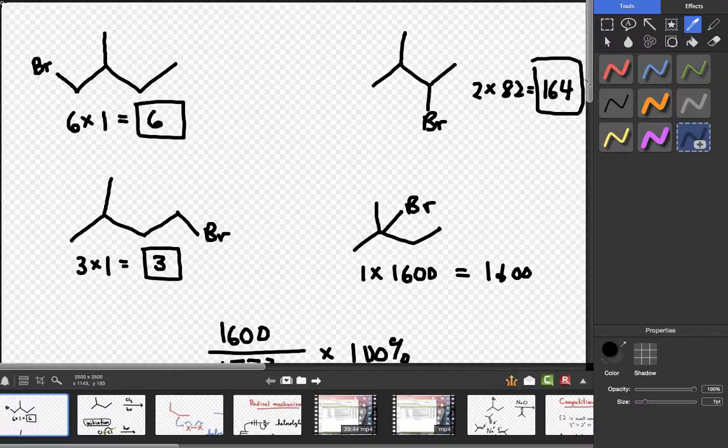So on the next video, I want to post the difference in the mechanism between reacting HBr with an alkene and then reacting HBr with a peroxide initiator. And we'll see that the difference is one of regioselectivity.